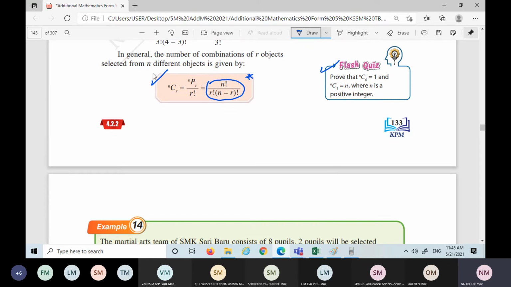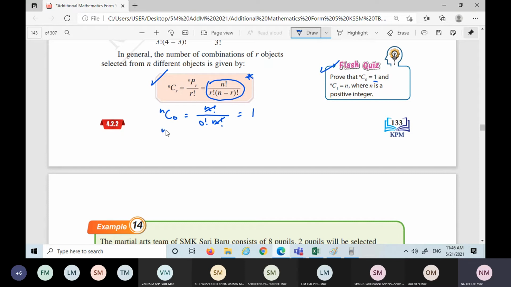Okay, nC0. nC0 is what? You follow this formula. It will be n factorial over 0 factorial, because r now is 0, and n minus r, so n minus 0, is n factorial. So cut. Remember, 0 factorial is 1, therefore 1 over 1 is 1. So I get the answer.